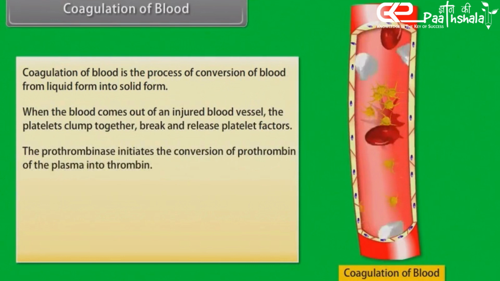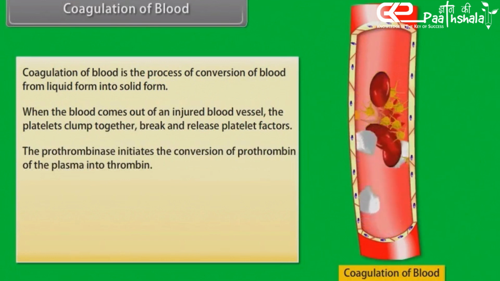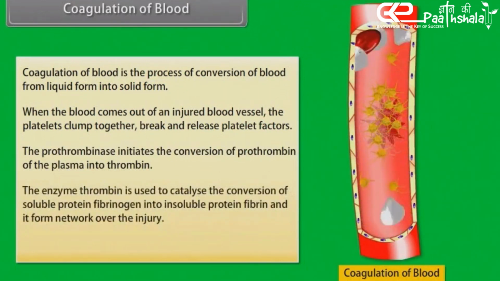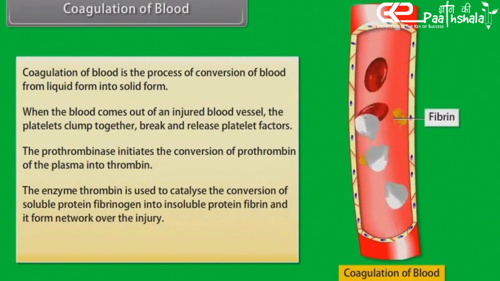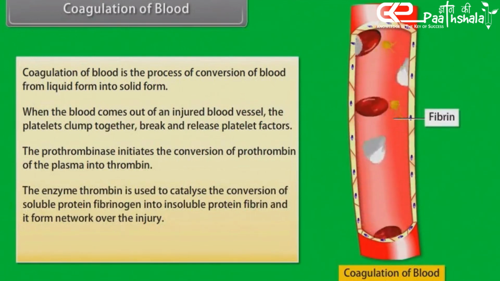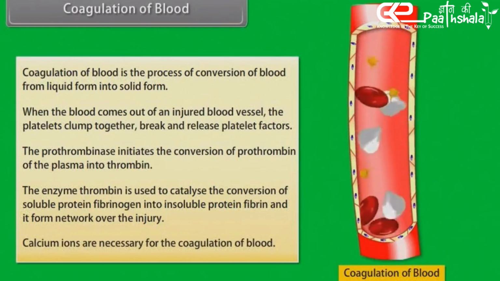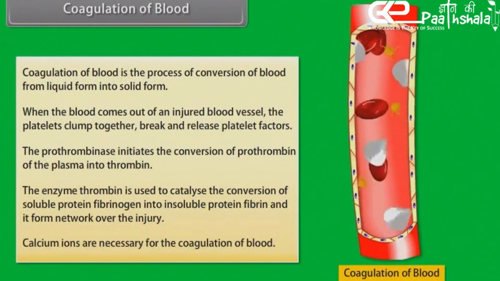The prothrombinase initiates the conversion of prothrombin of the plasma into thrombin. The enzyme thrombin is used to catalyze the conversion of the soluble protein fibrinogen into the insoluble protein fibrin, and it forms a network over the injury. Calcium ions are necessary for the coagulation of blood.